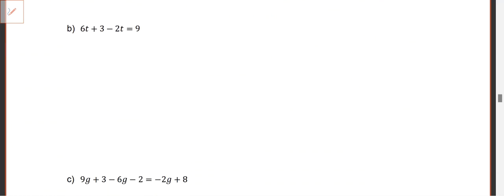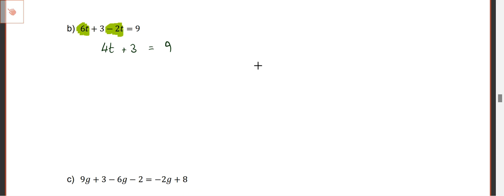Now, what are the like terms? Well, 6t and minus 2t. So first of all, I'm going to simplify that to 4t's plus 3 equals 9. So I've not done any elimination at all yet, I've just simplified it. No, you don't have to. I would suggest it makes it easier. And what do I do now?